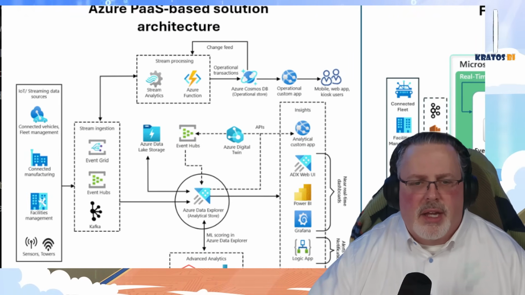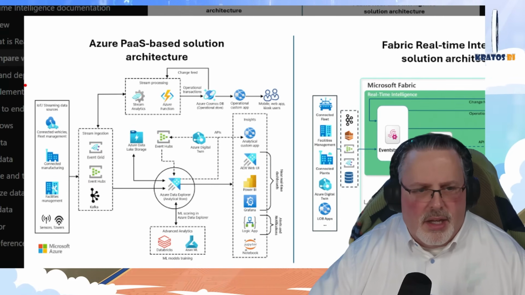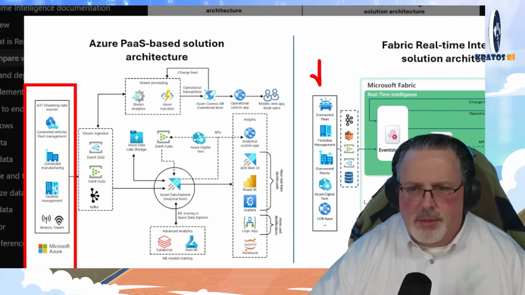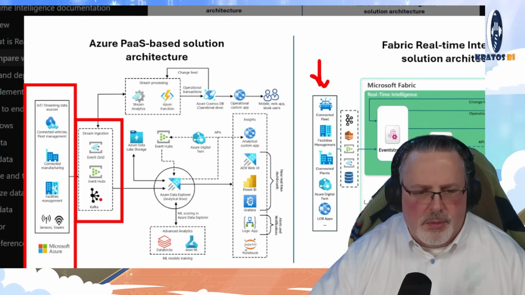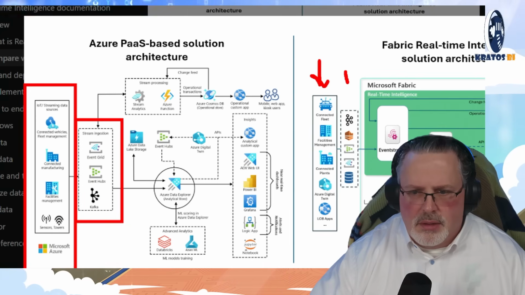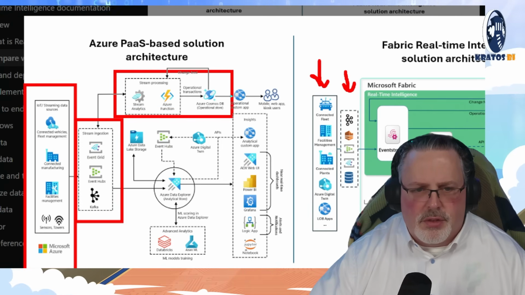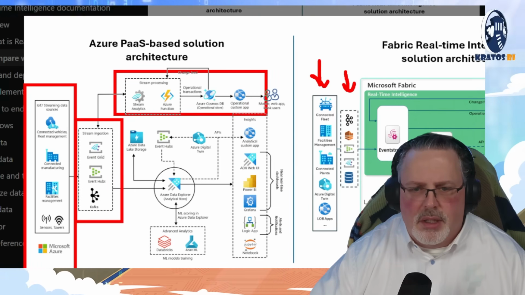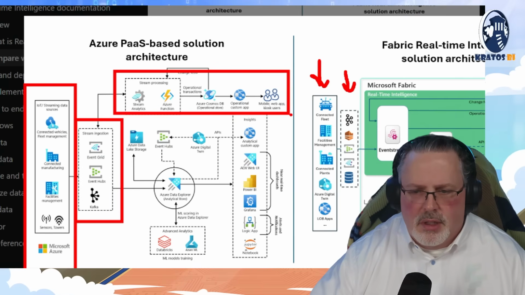So the PaaS solution. Let's hone in on that. We've basically got all of our streaming sources of information. I think I have the streaming stuff there too. I've got my stream ingestion, so my event grids, my event hubs, my Kafka streams. Okay, that looks like that's there too. I've got my stream processing with stream analytics, Azure functions, Azure Cosmos DB, operational custom apps, and mobile, web app, kiosk users. All right.